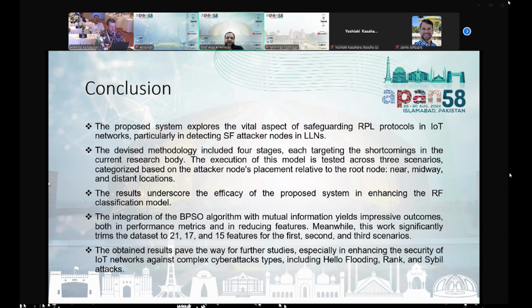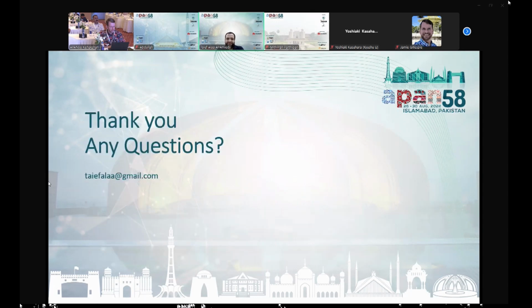We also plan to extend this work to identify other types of IoT network attacks like flooding, rank attack, and cyber attack. Also, we can investigate other types of RPL topologies to identify attacks from different types of IoT applications. Thank you so much.